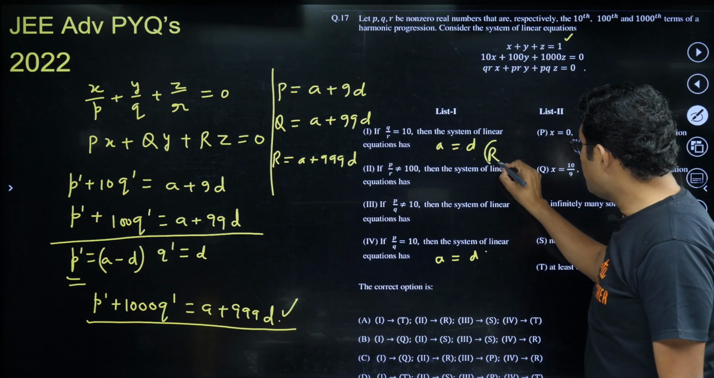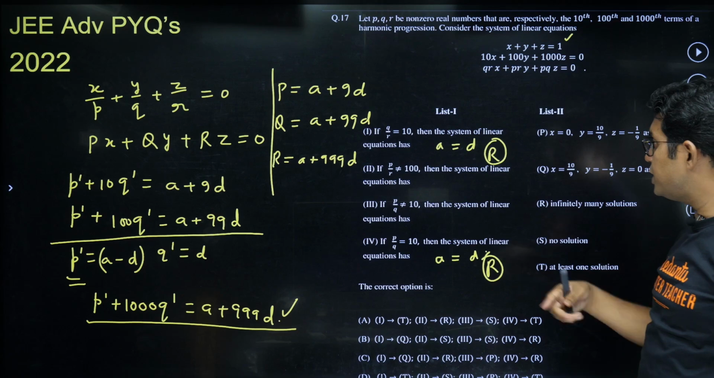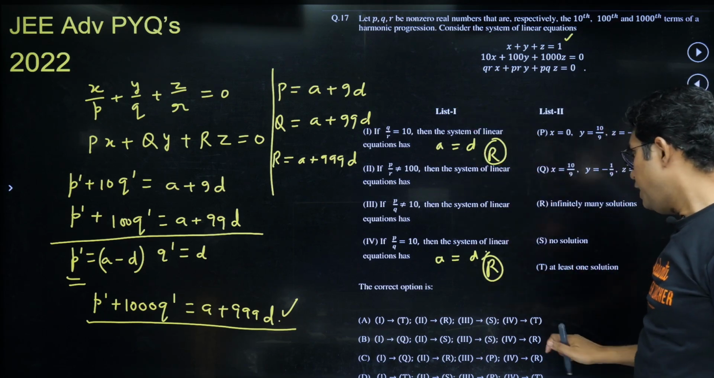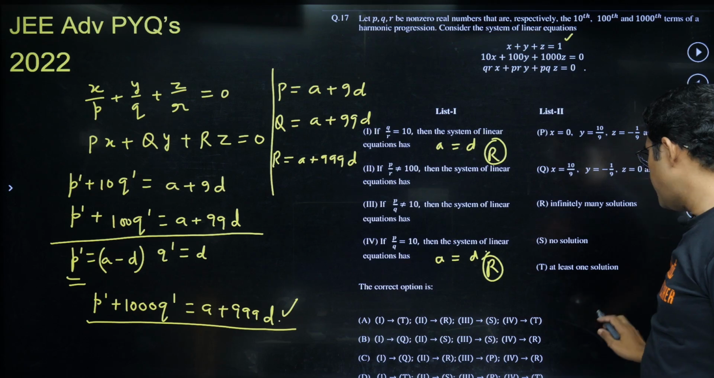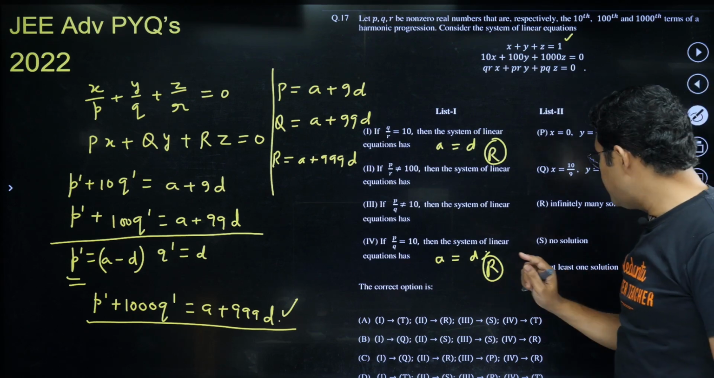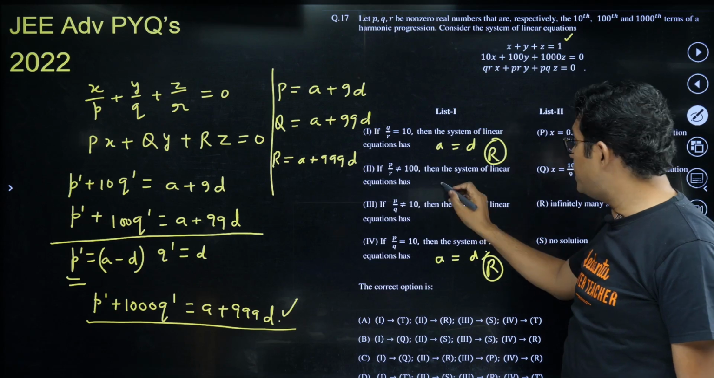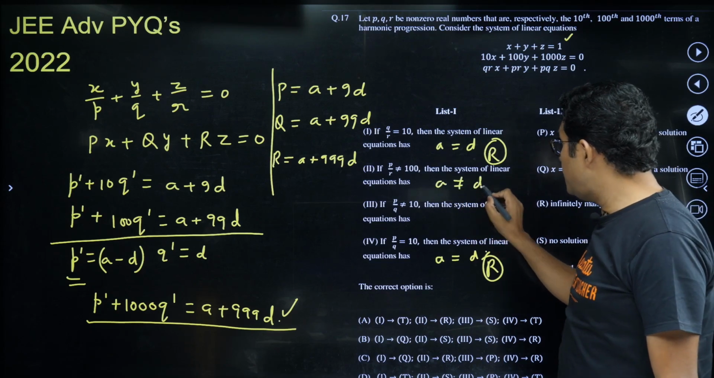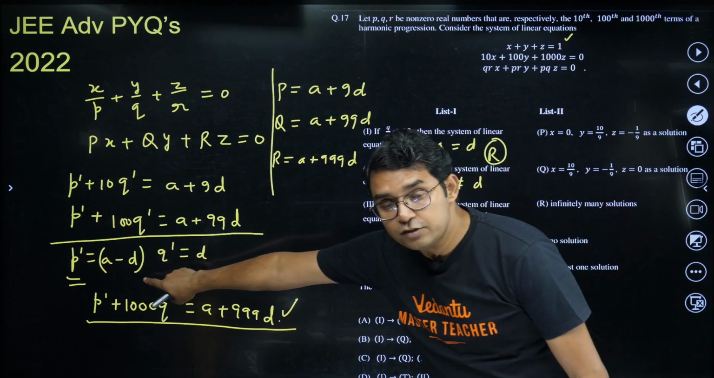So the option true for them should be R. In fact, the no solution case cannot be there for the first and fourth. If in the first and fourth they are saying S somewhere, they should be straightforwardly rejected. Okay, that is for this. Now, if P upon R is not equal to 100, then A is not equal to D. In this case, P dash will not be 0.